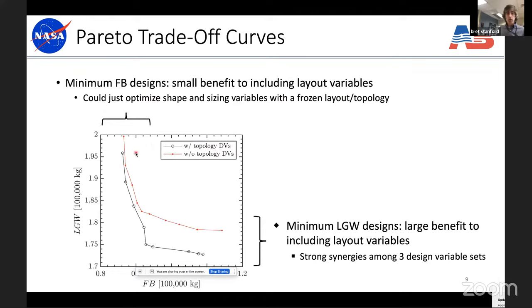Let me go to this slide actually. So when we include all three design variable sets at once, we have to solve this bi-level scheme, that's the black curve. Each of these data points, again, takes about a week. It's very expensive because we're doing this bi-level scheme. For the red curve, we're only doing gradient-based optimization with a frozen topology. This takes a few hours. So it's a computational cost difference between these two curves of about two orders of magnitude.